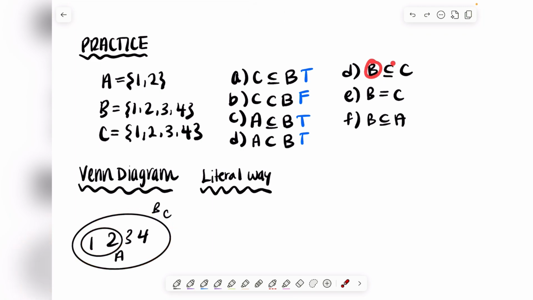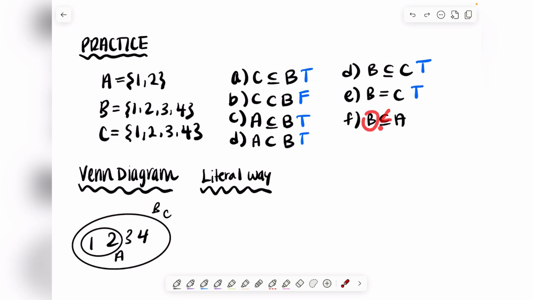Is set B smaller than or equal to set C? Well, set B is this one right here, set C is this one right here. They're the same. They're equal to each other, so because this condition is satisfied, it is true, not because set B is smaller. Set B is not smaller. They're the same. Is set B equal to set C? Yeah, they're the exact same set, so true.